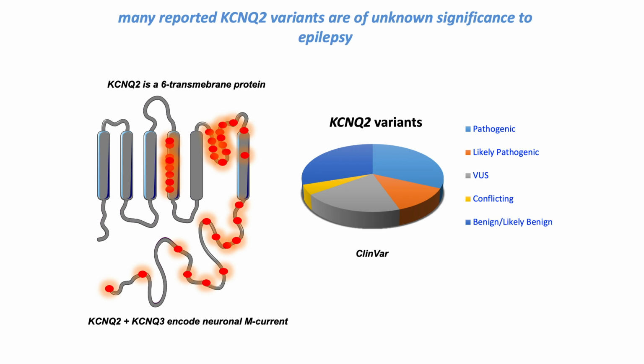In fact, according to ClinVar, which is a public archive that reports on the relationships between human variations and phenotypes, there are a number of different classifications of variants. Some variants are cast as pathogenic, others are likely pathogenic, others are variants of unknown significance, some as conflicting, and several are as benign or likely benign.